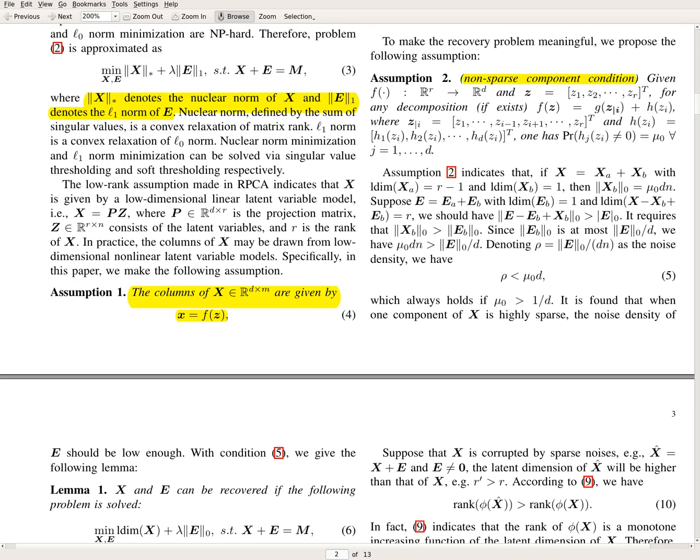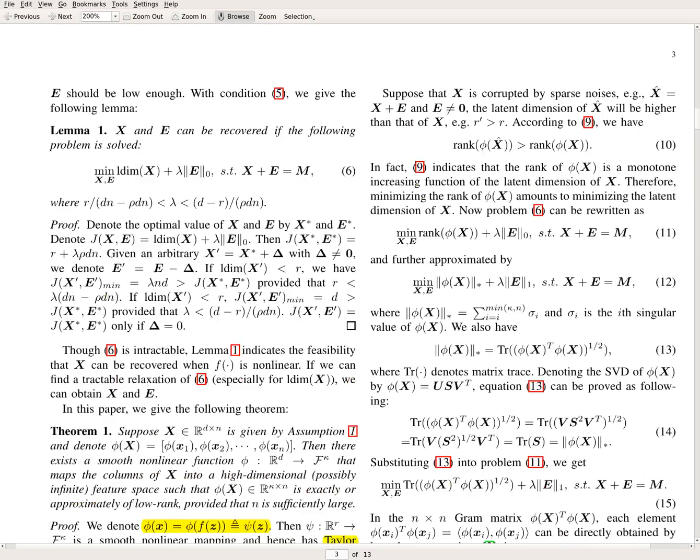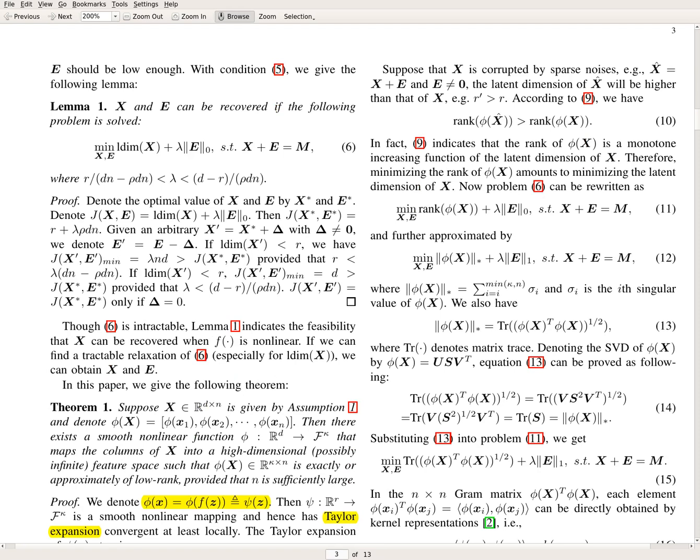They have another condition. This is required for this method to work. It's no sparse component addition, which says that the actual data is not sparse, which means that it can be recovered. That the signal is strong enough compared to the sparse noise. That's what they say. So any of the latent variables is prevented from being too sparse by saying that the probability of that latent variable being zero or a non-zero value is high enough. So that's the requirement. So under these assumptions, they can perform this operation.